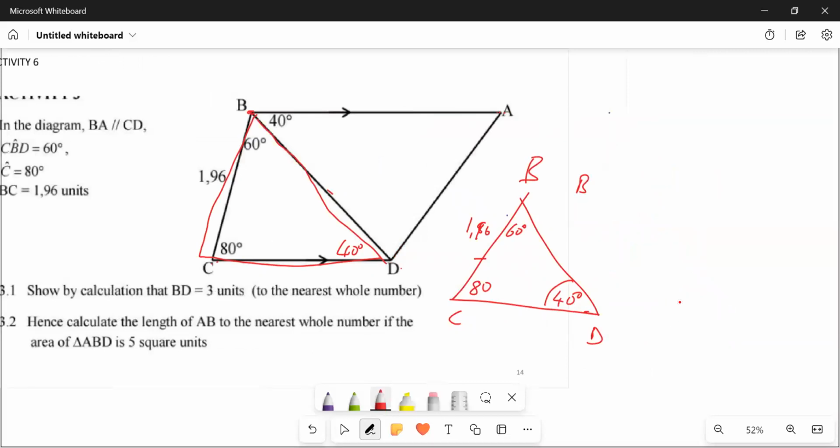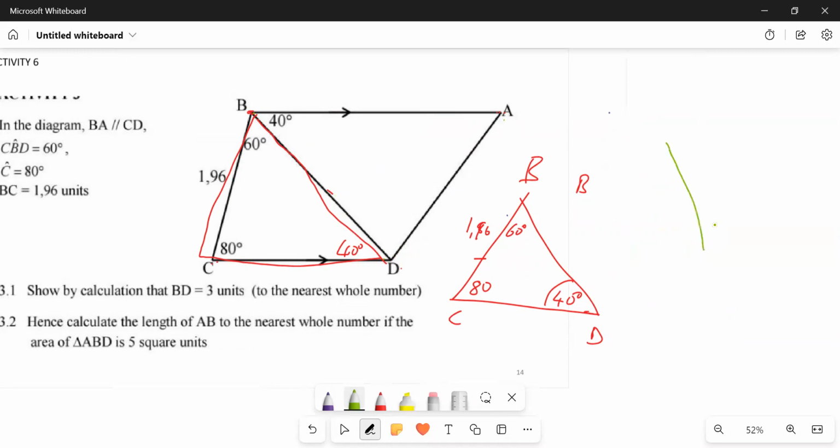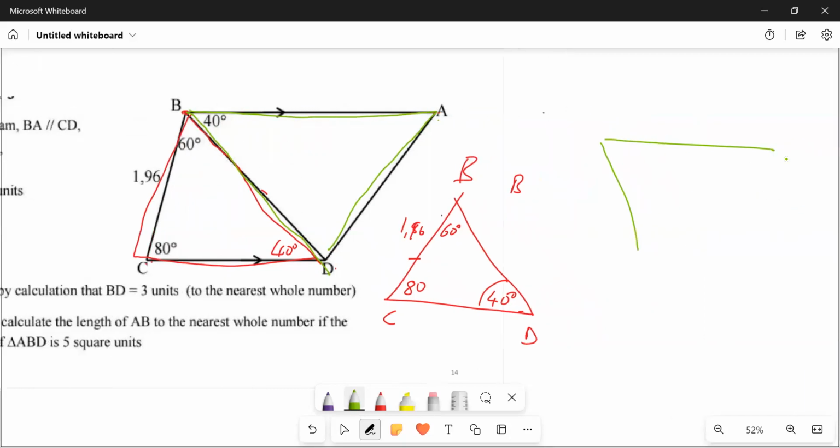Is there any other triangle that you see here? Give me the triangle that you see. You have triangle BDA like this. Let's highlight it. So we have BDA. And then there's something common between these two triangles. What seems to be common between these two triangles? So this one you have BAD, and you have something that looks like this.